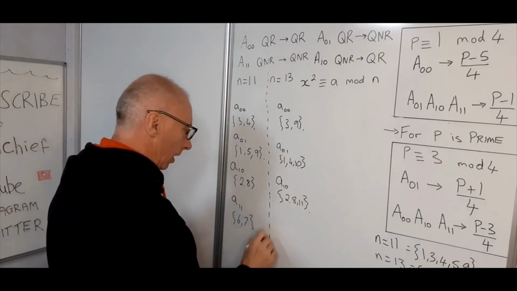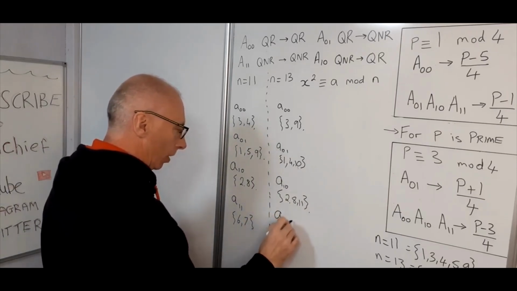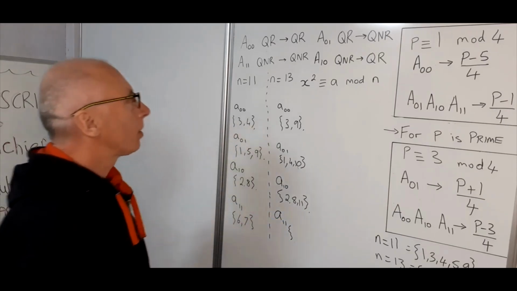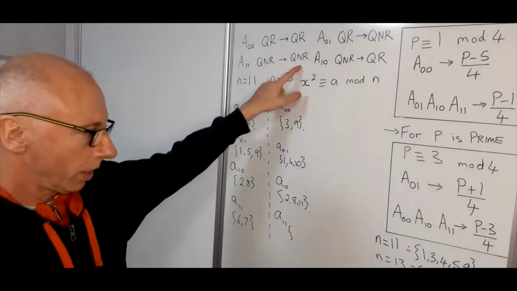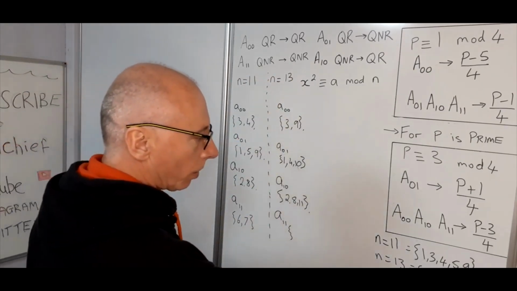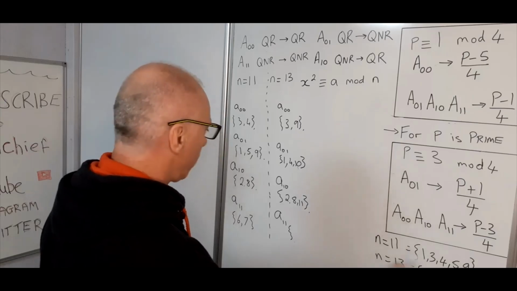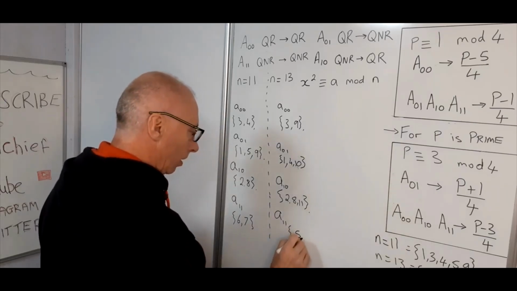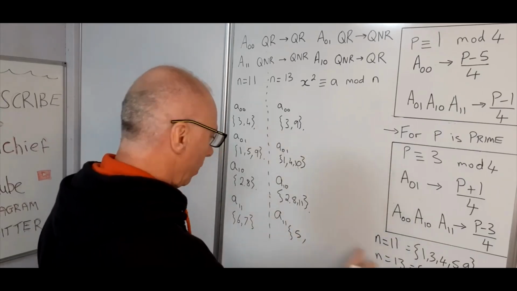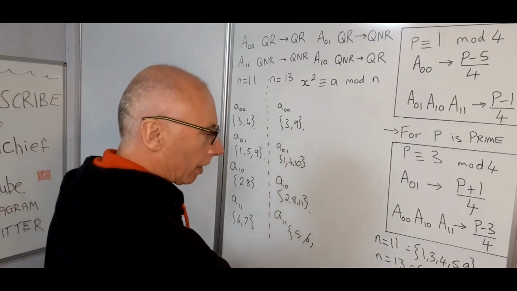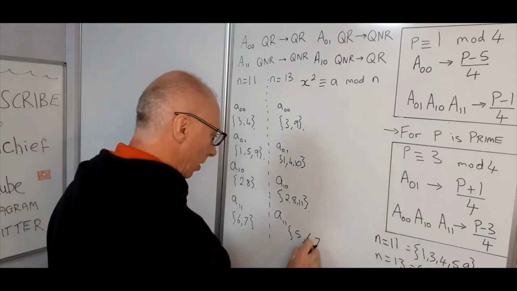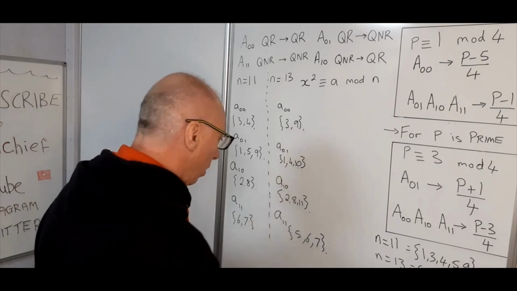And then finally, A11. Elements of this set are non-residue to non-residue. So 1, 2, 3, 4, then 5 goes to 6. So 5 is a member, 6 then to 7, and then 7 on to 8. So that's our elements.